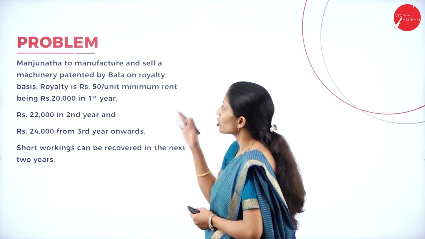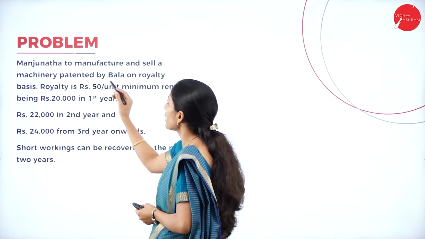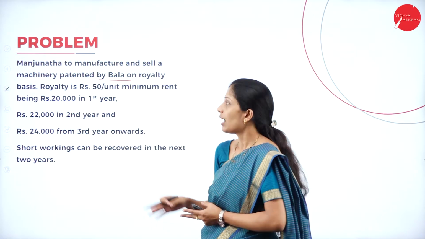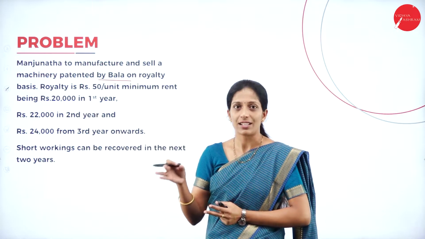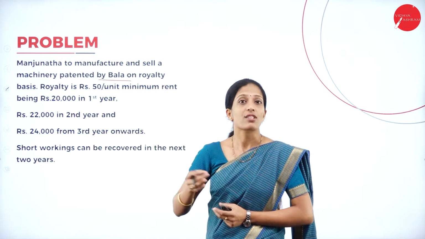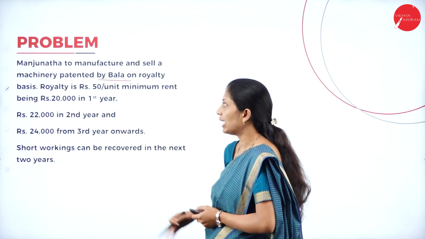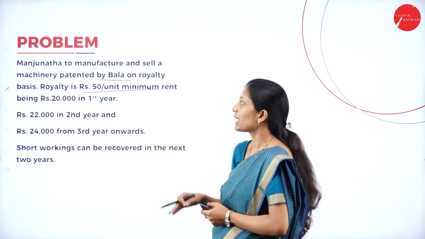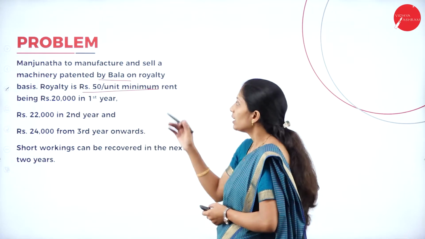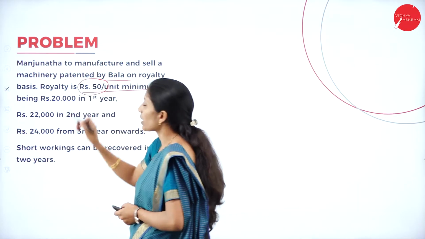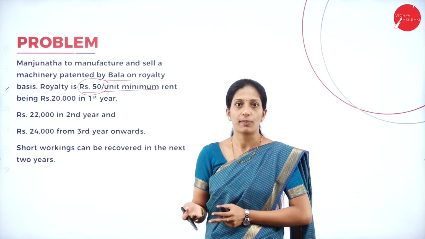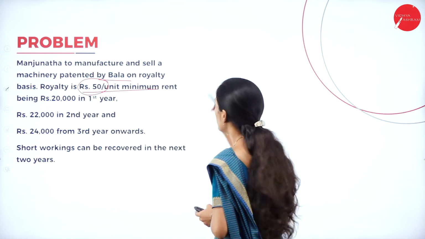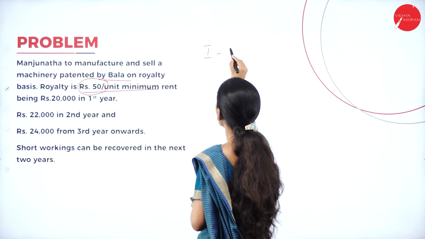Manjunatha takes a machinery patented by Bala to manufacture and sell on royalty basis. Now they are in a royalty agreement, that is a lease agreement, where Manjunatha is going to pay the royalty to Bala. Royalty is rupees 50 per unit and minimum rent is rupees 20,000 in the first year. Now what is a royalty? Whatever production they make, based on that, 50 per unit will be the royalty, and minimum rent in the first year is how much?